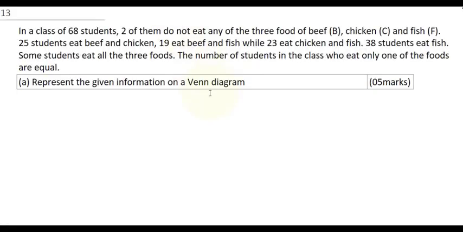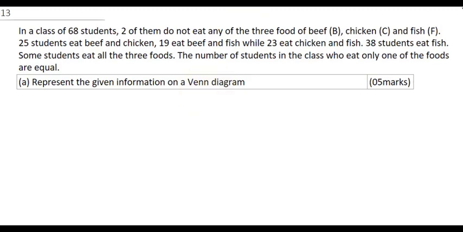Question 13 says, in a class of 68 students, 2 of them do not eat any of the 3 foods of beef, chicken, and fish. 25 students eat beef and chicken, 19 eat beef and fish, while 23 eat chicken and fish. 38 students eat fish. Some students eat all the 3 foods. The number of students in the class who eat only one of the foods are equal. Question A, represent the given information on a Venn diagram.